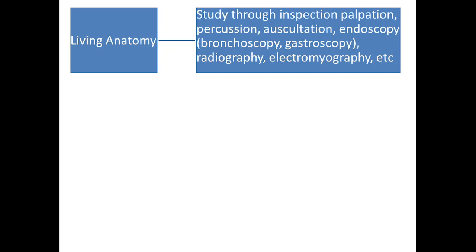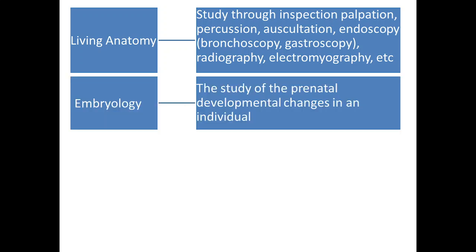Inspection is done with the help of naked eyes when the patient enters and the doctor examines his gait, his physique, his weight, his color, his complexion. Palpation and percussion are done with the help of the hands. Auscultation is examination through a stethoscope, and endoscopy is examination with the help of a camera. Bronchoscopy is used to examine the respiratory system, and gastroscopy to examine the GIT.